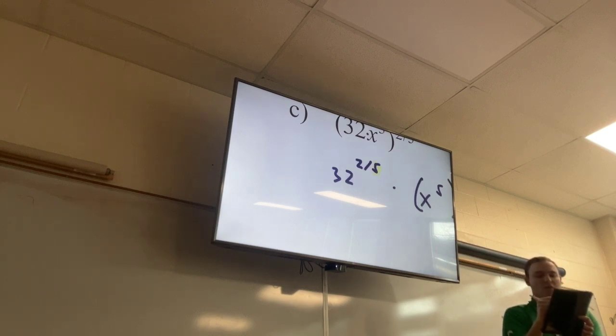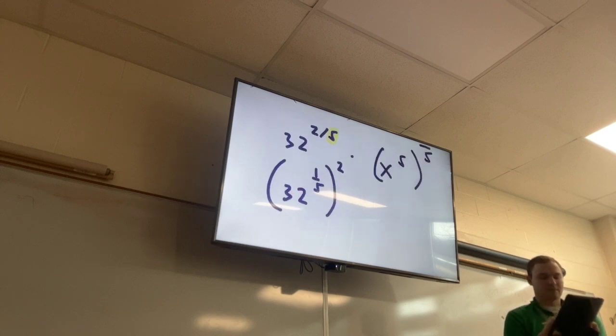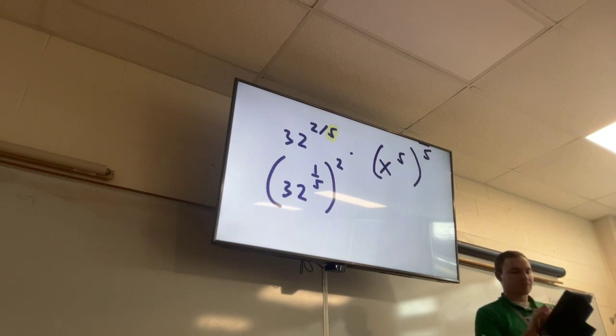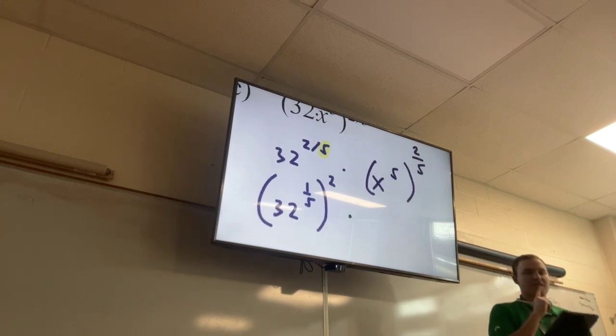Do that to the 1/5 first. Deal with the bottom first, okay? So we're going to do this as 32 to the 1/5, squared. All right, then what does my x to the 5th to the 2/5 become?